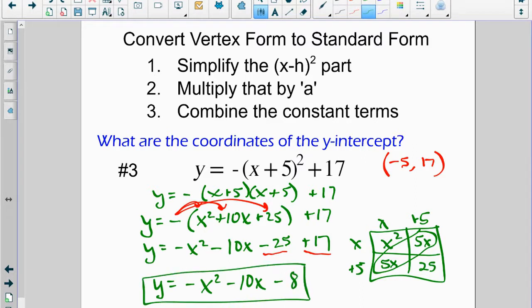So there's my equation in standard form. What are the coordinates of the y-intercept then? 0, comma, and looks like ABC. C is negative 8. So my y-intercept is 0, comma, negative 8. So remember, if you need to find the y-intercept, standard form is the form of the equation that has that answer in it. Vertex form does not. So it is a pretty quick process to go from vertex form to standard form, and each form has its own purpose. So it just depends on what you need, which will help you decide which form you want to use.